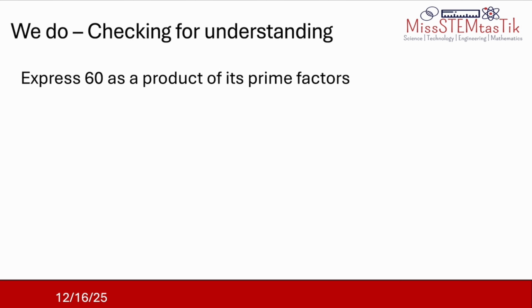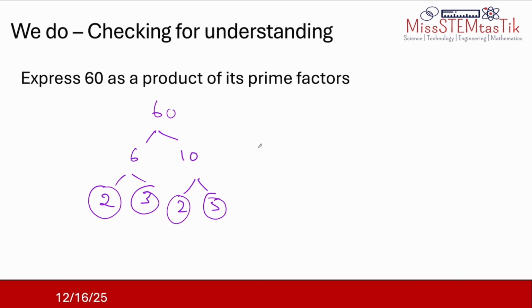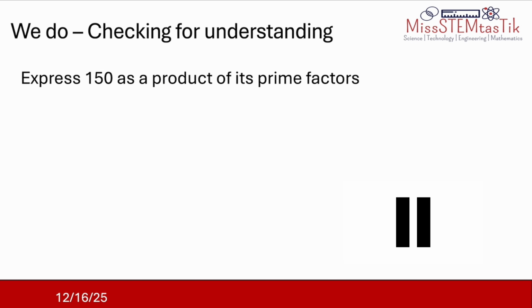Express 60 as a product of its prime factors. Again, we will break this down. So 6 times 10 is 60, so 6 can be broken down to 2 times 3, both of which are prime numbers. 10 can be broken down to 2 times 5, both of which are prime numbers. So 2 times 2 times 3 times 5 is equal to 60. Pause the screen and have a go at this question.